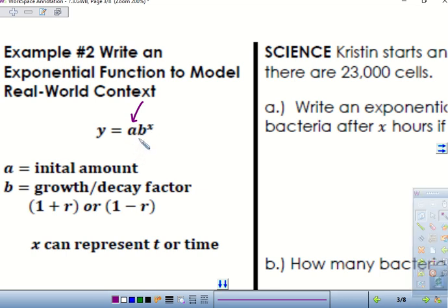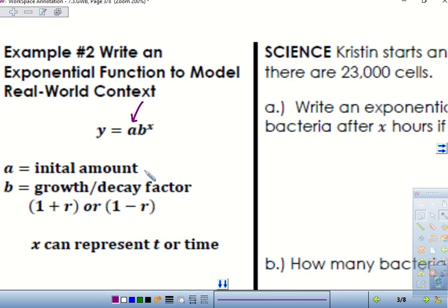Now, this typically in the form of a graph will represent the y-intercept. Okay, so like if your y-intercept's 4, a is 4. The b represents the growth or decay factor, which is the same thing as either 1 plus r or 1 minus r, depending if it's growth or decay. So that's the standard form for an exponential function.